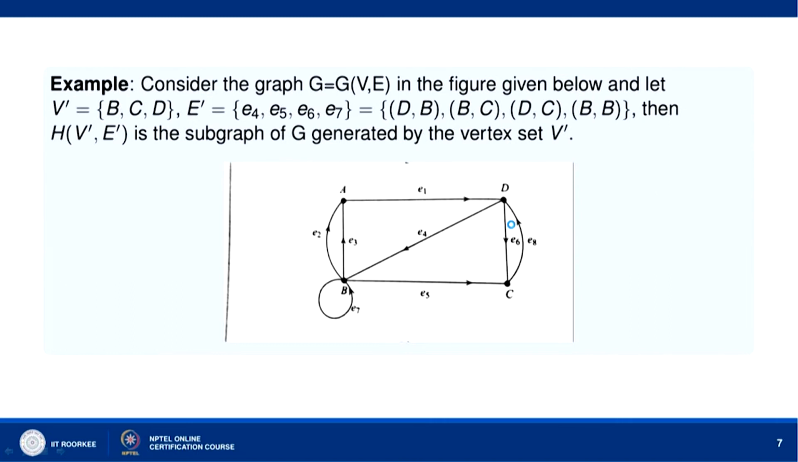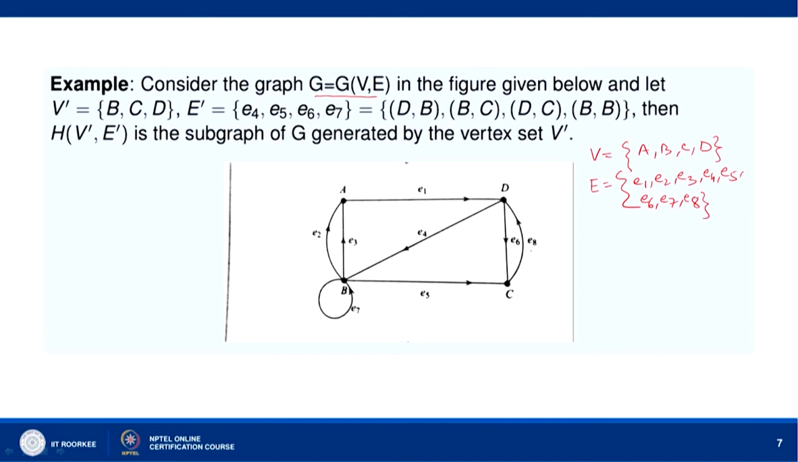Now, let us look at this example. Consider the graph G equal to GBE in the figure given below. Let B dash be equal to BCD. See what is B here? B is equal to A, B, C, D. And what is E here? E is equal to E1, E2, E3, E4, E5, E6, E7, E8.